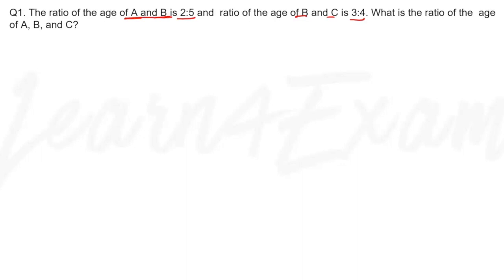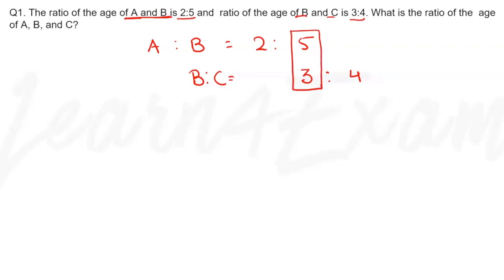The ratio of ages of A and B is 2:5, right? So let me write that down. A is to B is given as 2:5 and it's also given that B is to C is equal to 3:4, right? So what we essentially do is whatever common ratio we have, we multiply that to find out the complete ratio of the three people, right? So multiply the common ratio, that is multiply the numbers for B. So if you multiply 5 and 3, I get what?